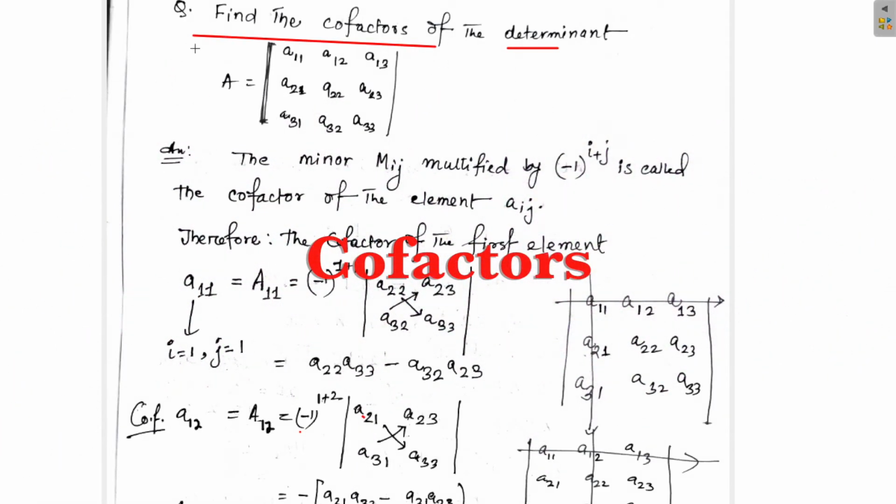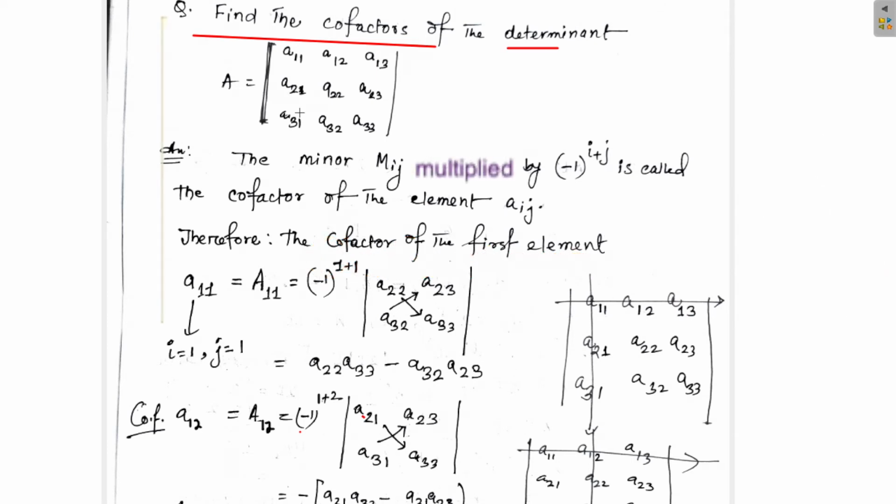So now let's find the cofactors of a determinant. What is the cofactor? If the minor Mij is multiplied by a quantity (-1) to the power i plus j, it is called the cofactor of that element aij, where i and j are the row and column numbers. Therefore, if we want to find the cofactor of the element A11, we have to first find the minor that I discussed in the previous slide.